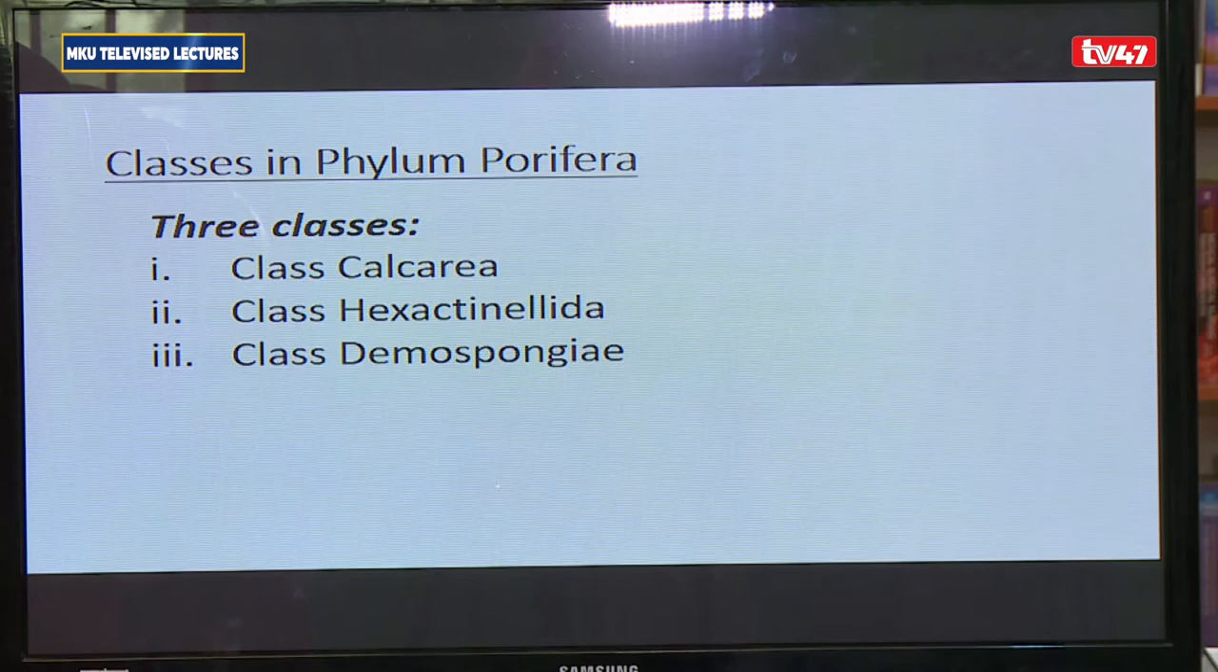And then you have the class Demospongiae. Demospongiae comprises the sponges that have a skeleton made up of spongin fibers. Some of them are marine, some of them are freshwater. This phylum is made up of simple organisms, but they do have some economic importance. Some of them are used as beauty artifacts. Demospongiae you'll find being used for bathing and so on.